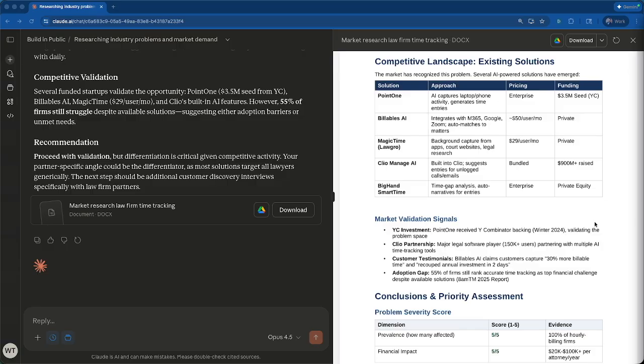I see some familiar names. Clio has been mentioned multiple times. It's very popular in the legal services industry. Some of these other ones I don't know, but they start to speak to what it is they're trying to do, and it also gives us context around what they're charging. So it found some of that as well.